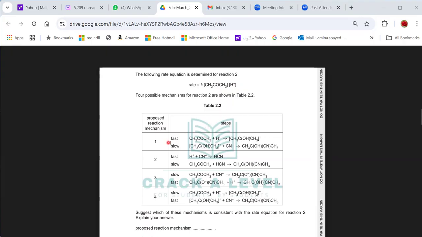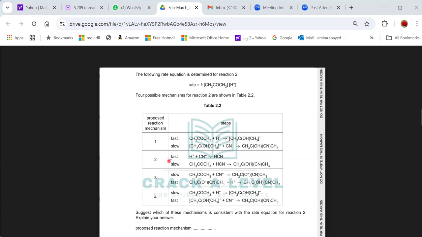So when we look at the first mechanism, the propanone and hydrogen ions appeared in the fast step, not in the slow step, which means that we are not going to take this mechanism. This mechanism says that if you react the propanone with the hydrogen ion to give this intermediate, and then this intermediate will react with the cyanide in a slow step to give the hydroxynitrile. So this means that the rate here is equal to K times the concentration of propanone times hydrogen ion times the cyanide, because all of them will appear in the rate equation, because the slow step was the reaction between the intermediate formed from propanone and H positive, and then with the cyanide. So this is not going to be the correct answer.